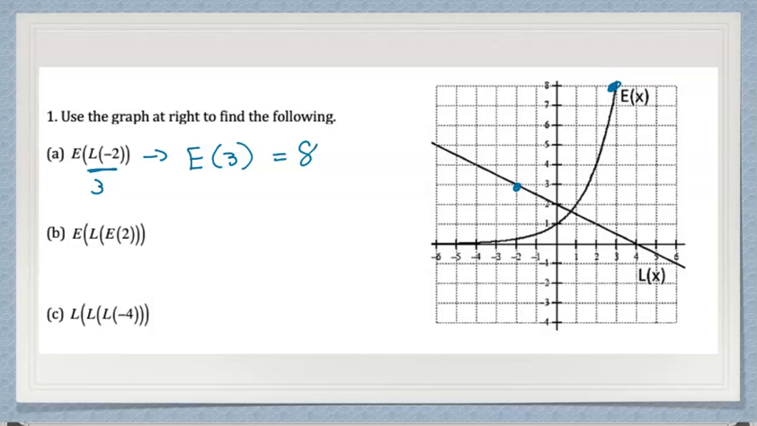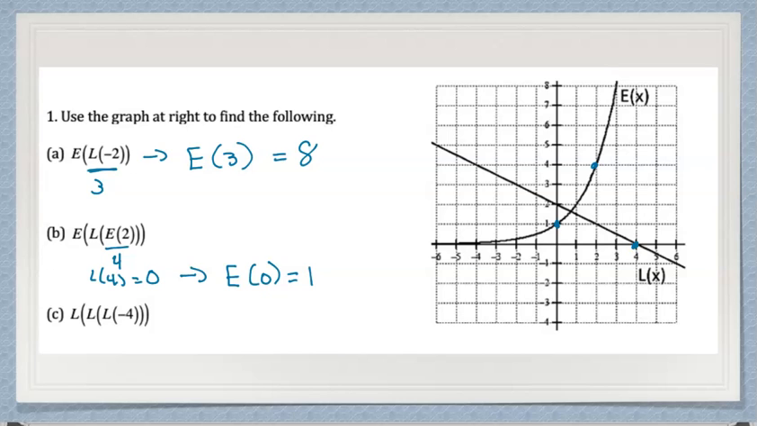Okay, and we can do this as many times as we want. So first, this one, you always start on the inside and work your way out. So we're going to find E of 2 first. E of 2 is 4, right there. And so then I'm going to find L of 4. L is the line. L of 4 is 0. And then I'm going to find E of 0. And E of 0 is that exponential function, and that is 1.